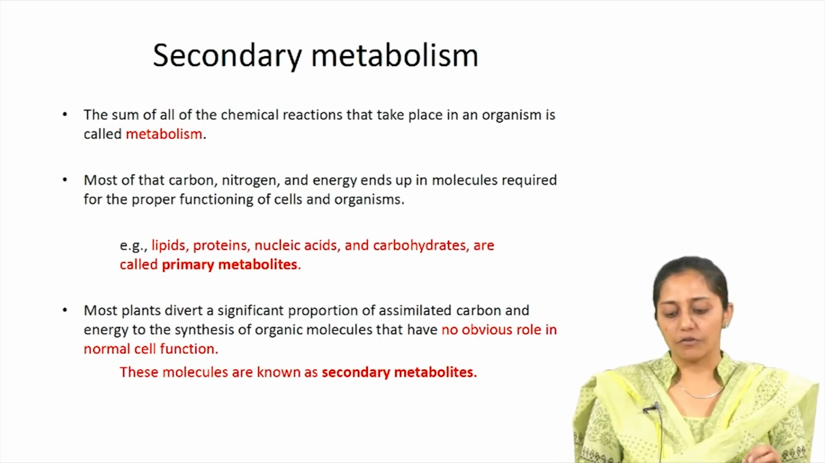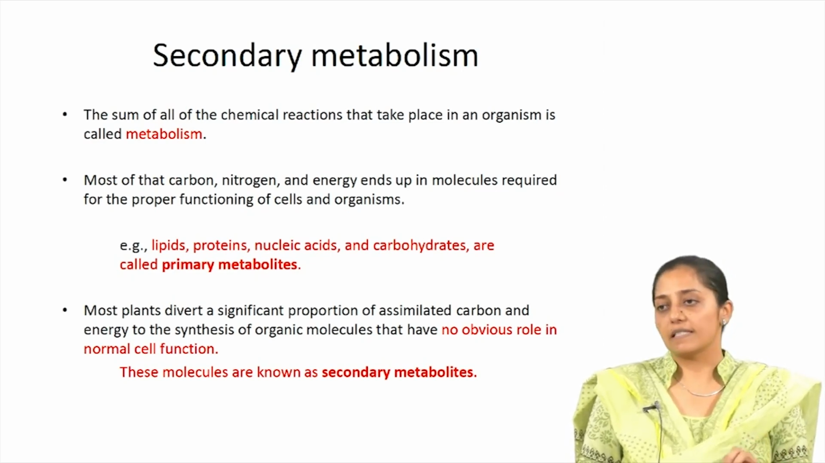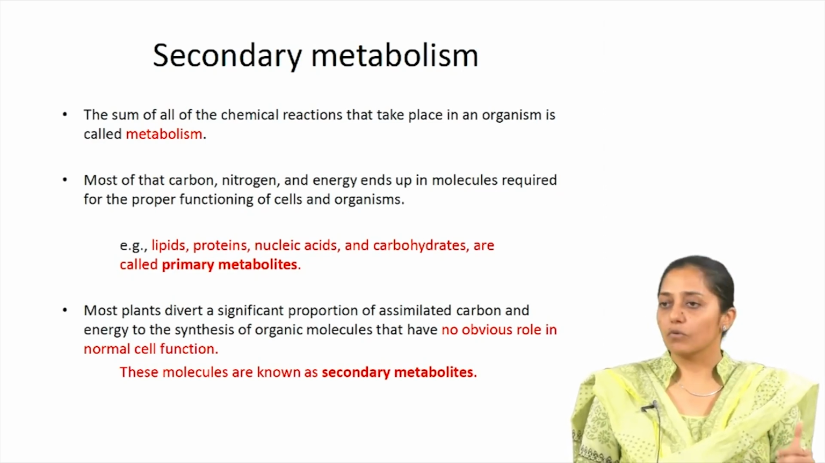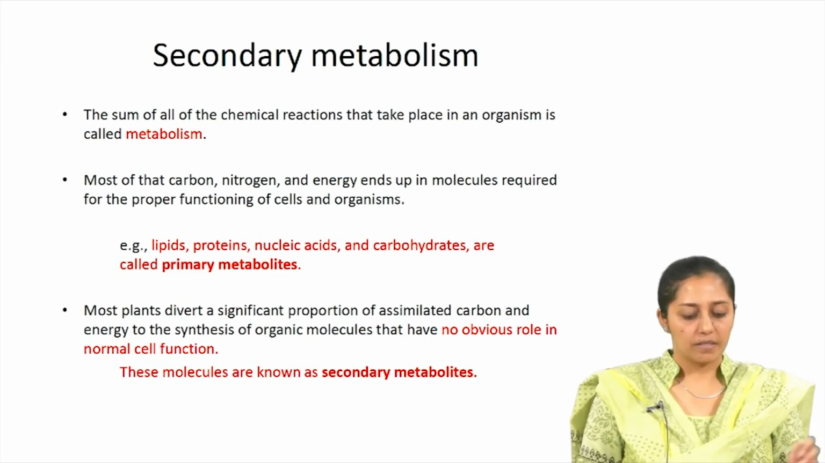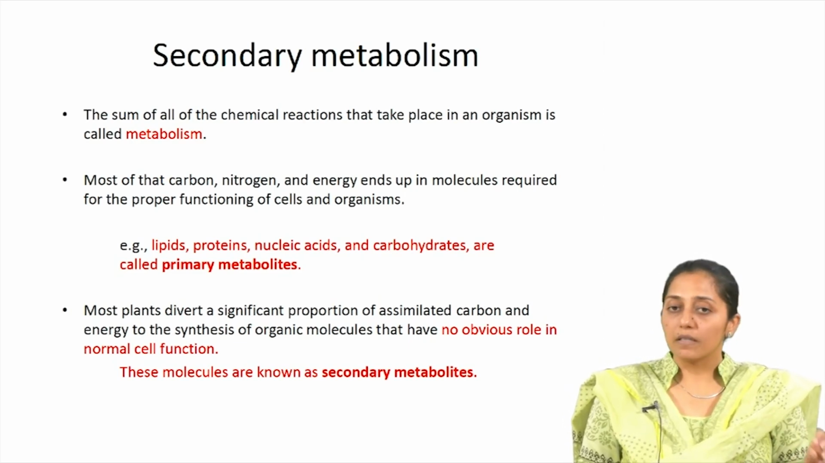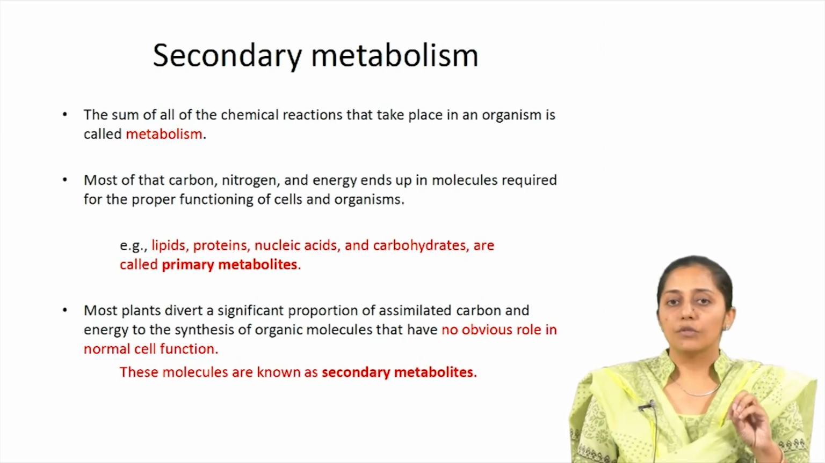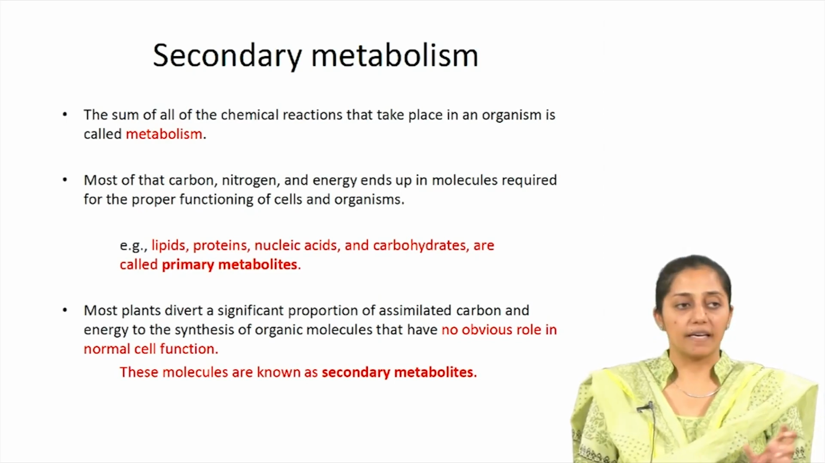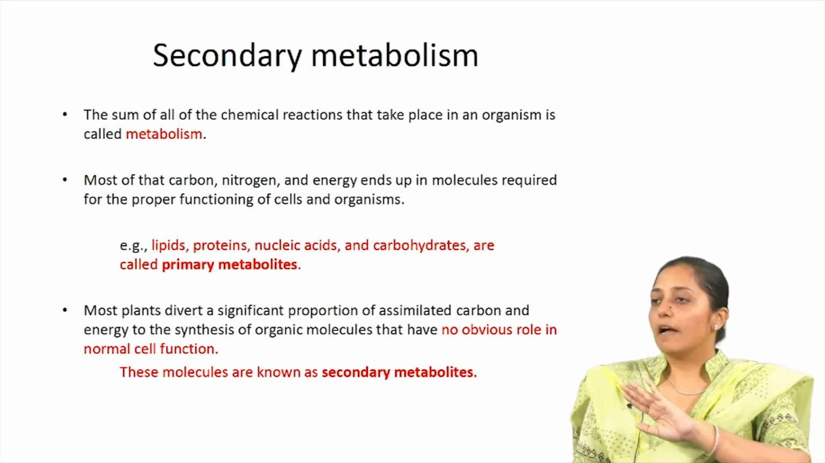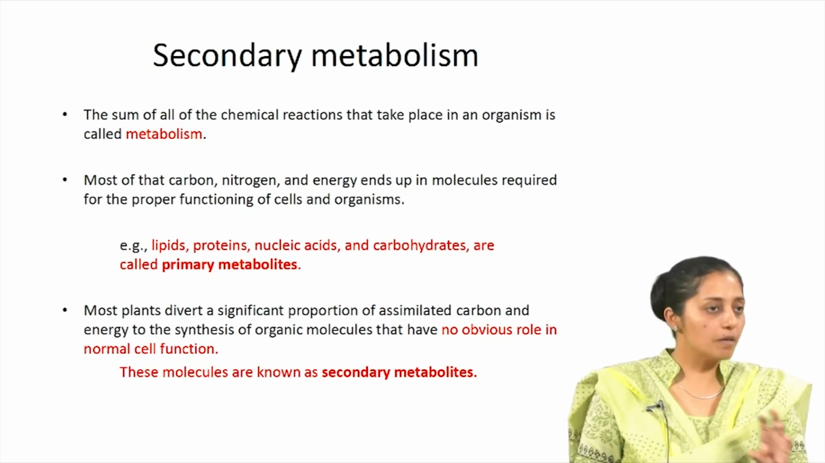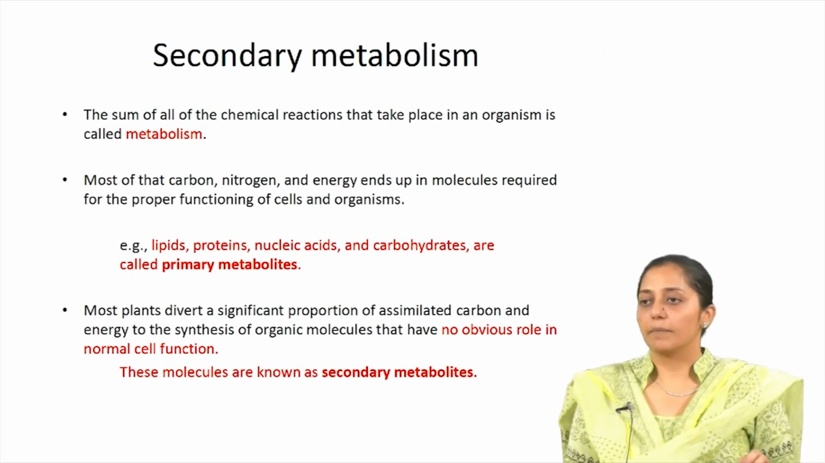So, most of the carbon, nitrogen and energy ends up in molecules required for proper functioning of the cells and organelles. Now, for example, what are those? We know lipids, carbohydrates, nucleic acids. Now, these form the primary metabolites. Now, most plants divert a significant proportion of this assimilated carbon pool and energy to synthesize organic molecules. So, these secondary metabolites are generally organic compounds. These organic compounds actually have no obvious role in general plant growth and development, but they have other roles which come under secondary metabolism.